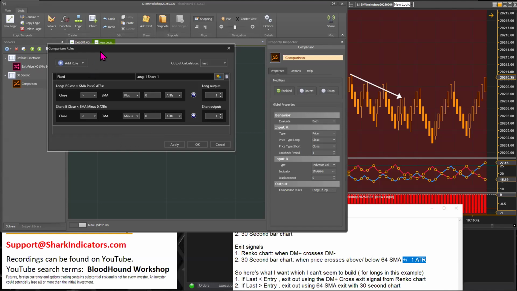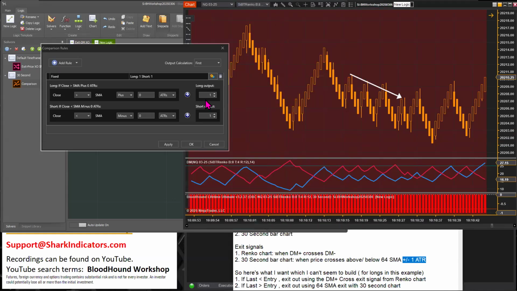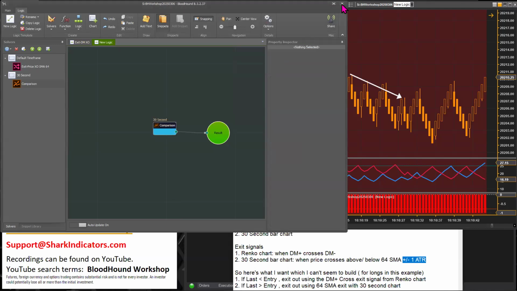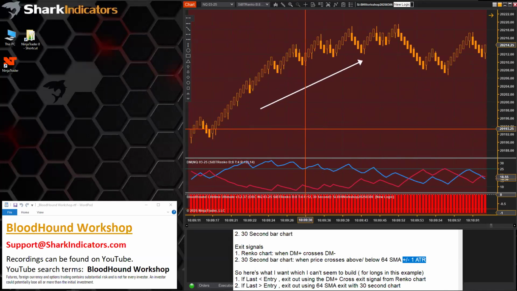However, this is a comparison solver, not a crossover. So it's not actually identifying crossovers per se, which my guess would be okay here. So the condition we're looking for is, let's back up here and let's go back to our long trade. There we go.